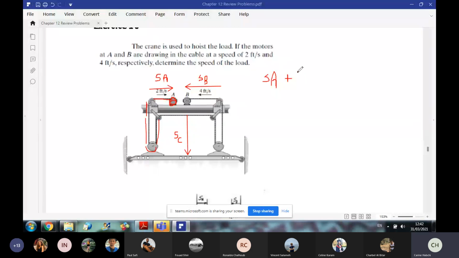Here it's constant also. Plus this part. This part is SD. Now I have a constant here, and again I have SD. So it's 2 SD plus a constant here. So the first equation is SA plus 2 SD equals a constant.